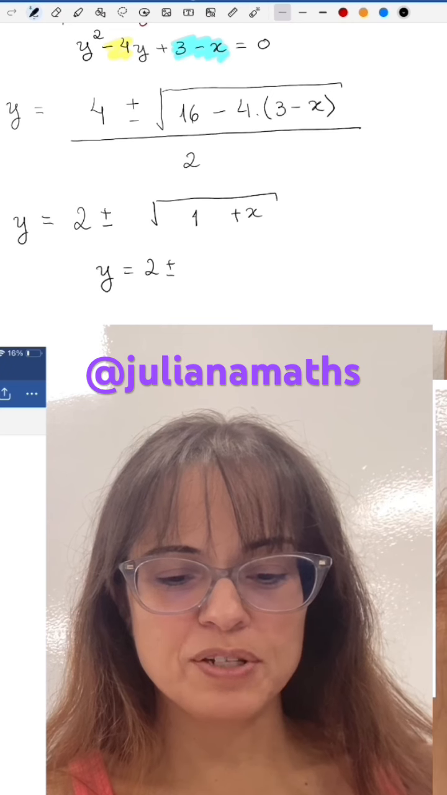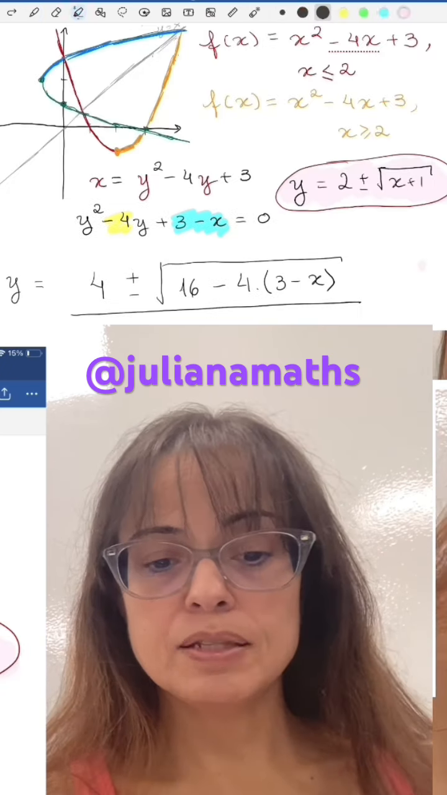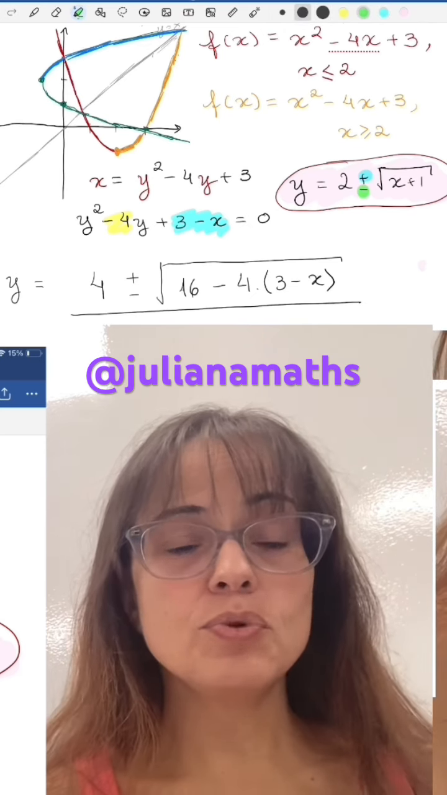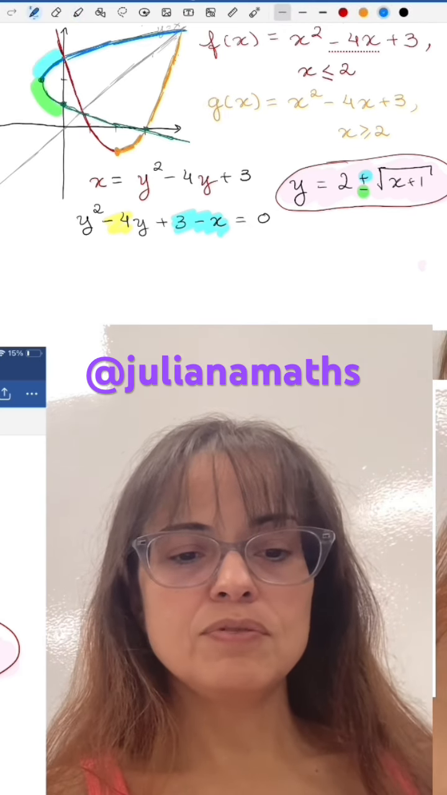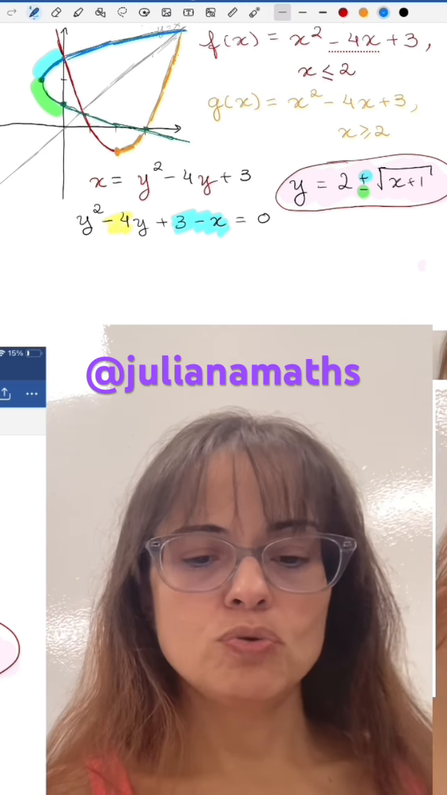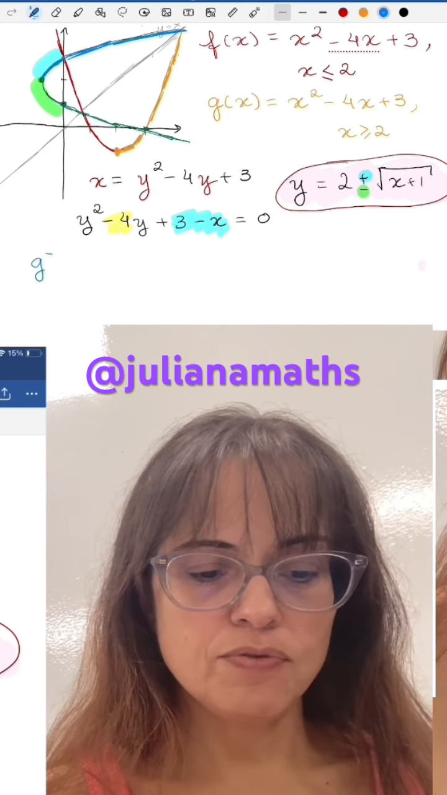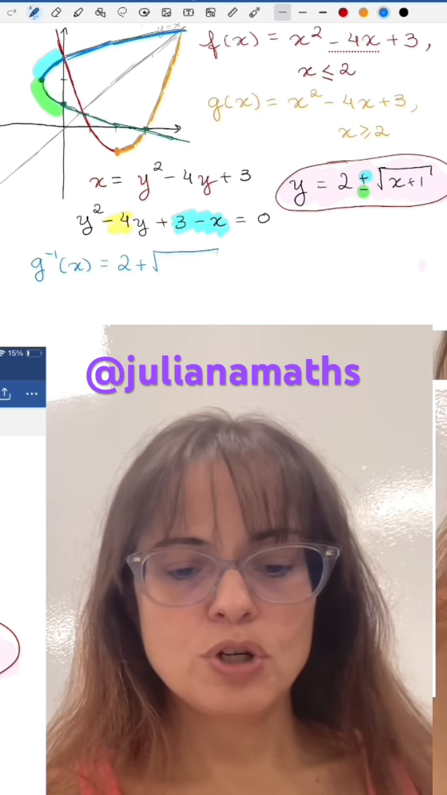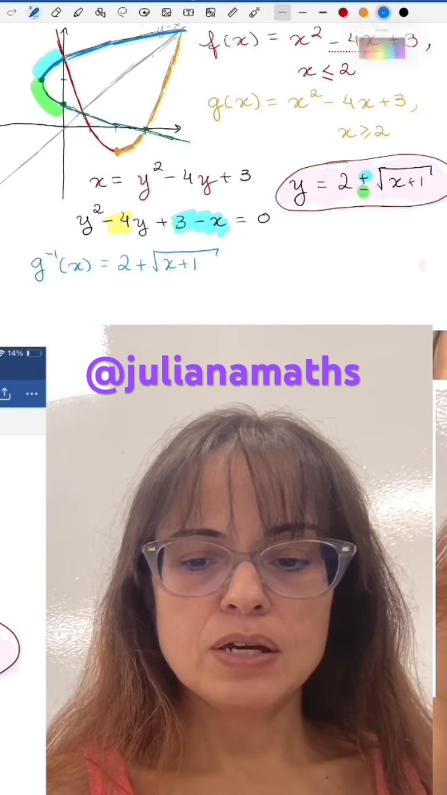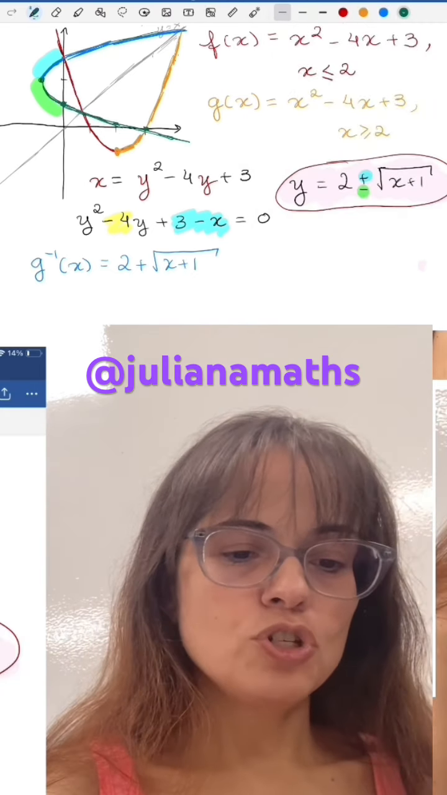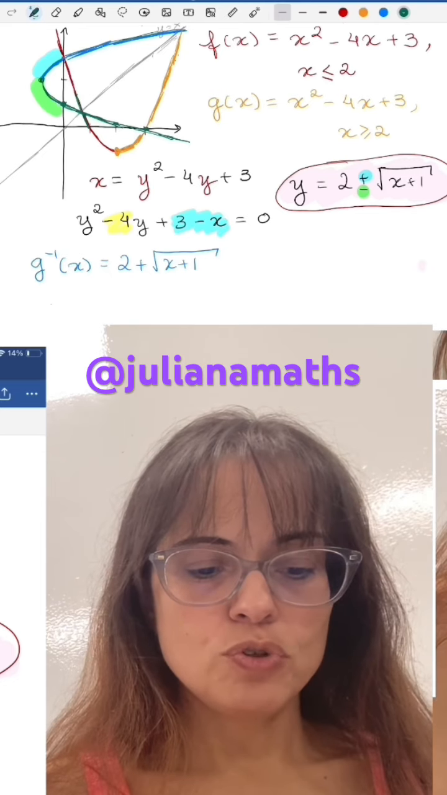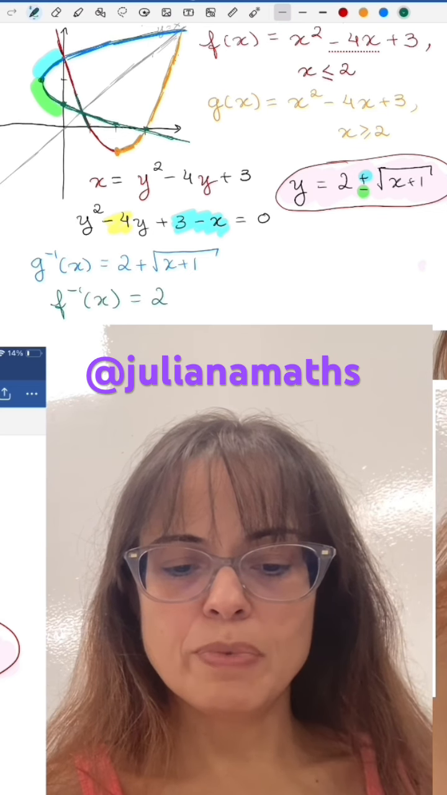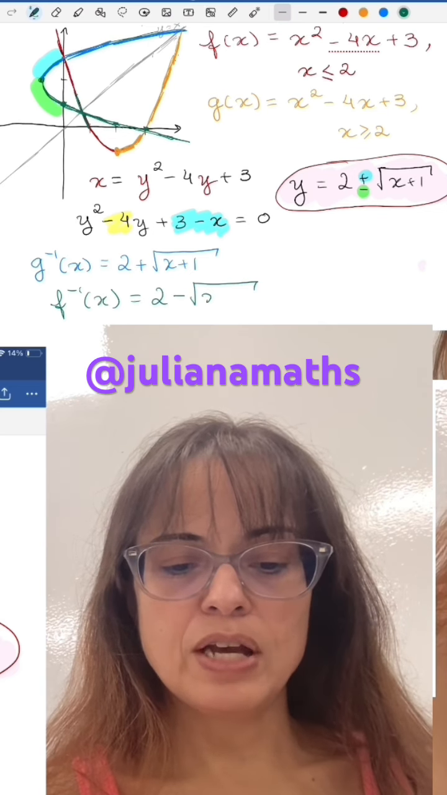2 plus or minus the square root of x plus 1. The plus is the blue function, and the minus is the green function. Well, the blue is the inverse of the orange. So that is going to be the G inverse function, which is going to be 2 plus the square root of x plus 1. And then the green function, which is the inverse of the red function, that is going to be the F inverse function, which is 2 minus the square root of x plus 1.